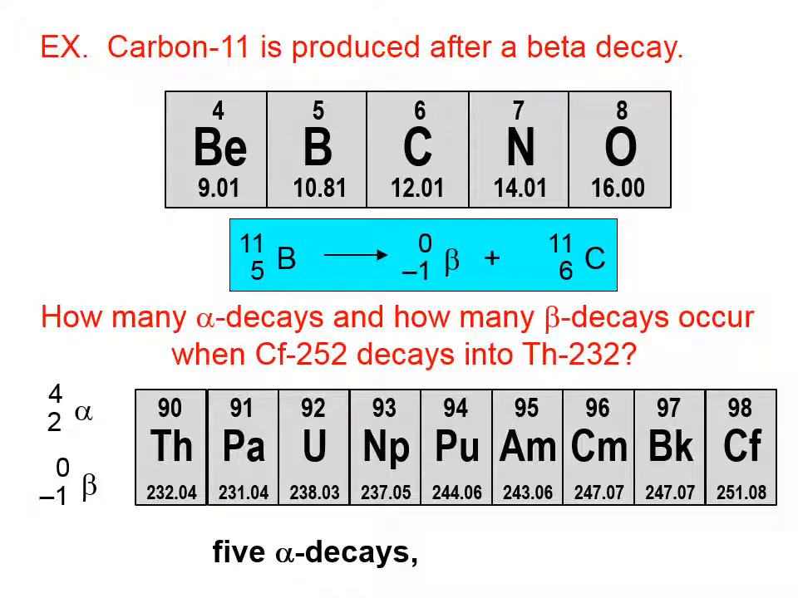But each beta decay will bring us up 1 atomic number. So to go from an atomic number of 88 to where we want to end up, which is 90, we need 2 beta decays.